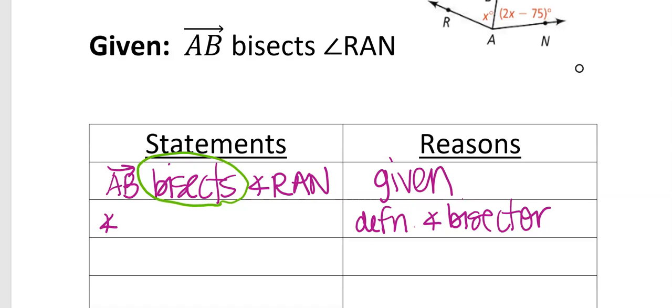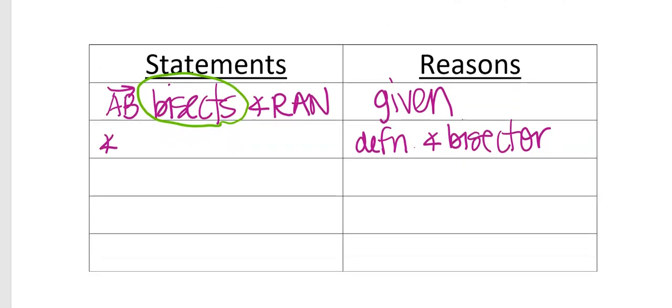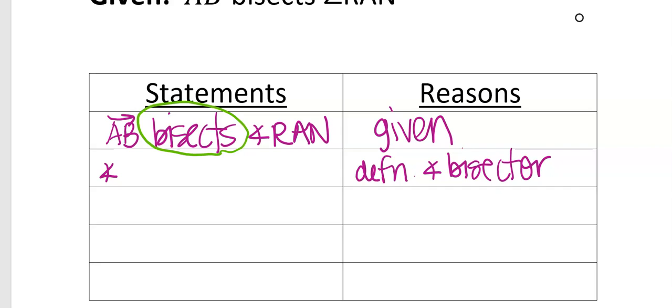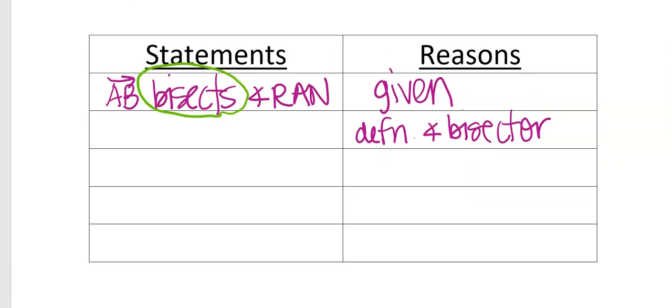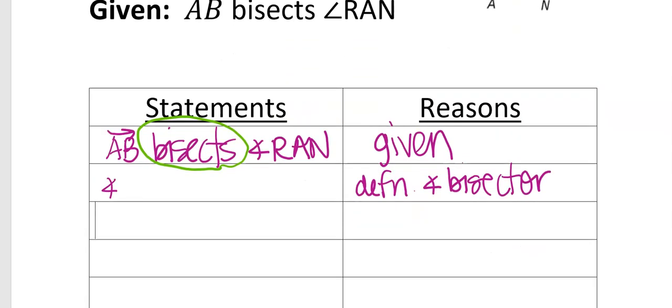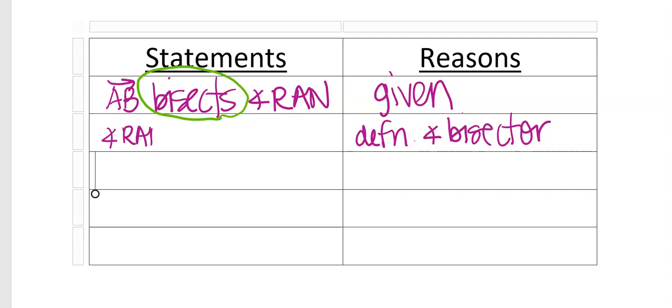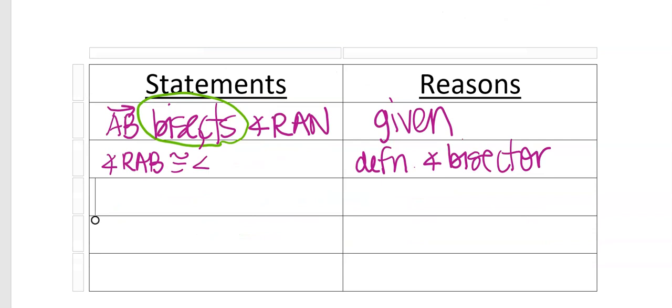I'm going to say angle. I don't know how many spaces I have. Don't write this one down. I'm looking ahead to see how much room I have. I'm going to say angle RAB is congruent to angle BAN.